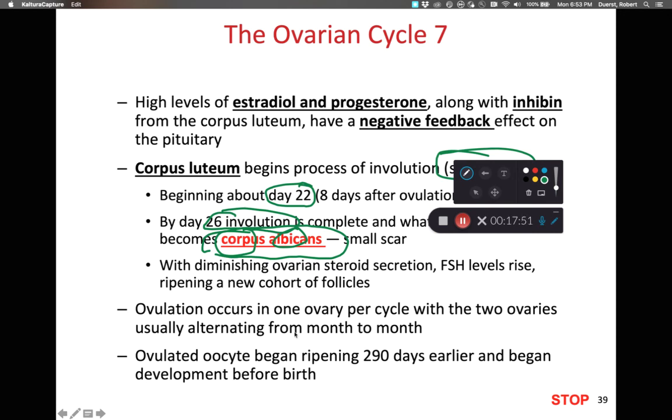As we look at the ovulated oocytes, they typically are going to start ripening or maturating about 290 days before ovulation, and they have their development begin in utero. When that young female is in utero, that's when they initially began development to become the primary oocyte within a primordial follicle of the ovary of the unborn female.